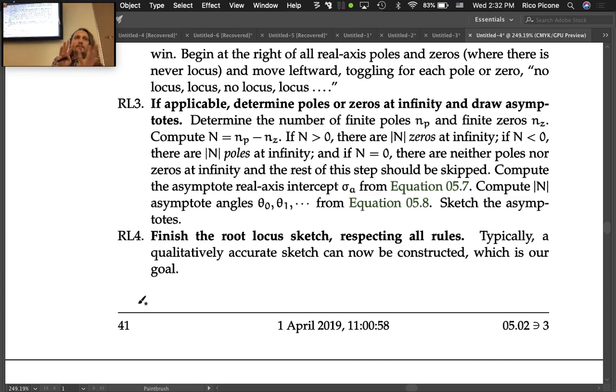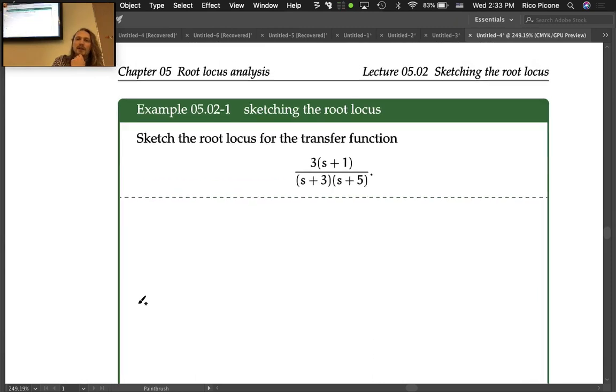At that point you start doing your sketch, and qualitatively accurate is the key there. That's what you're looking for. Okay, so those are the rules, and the only way you can get good at this is by doing some examples or practicing.